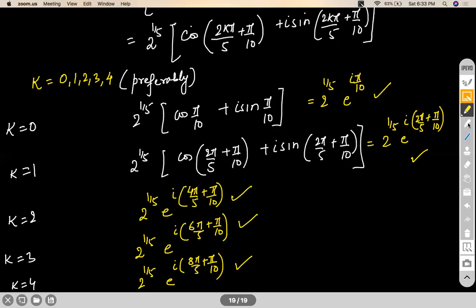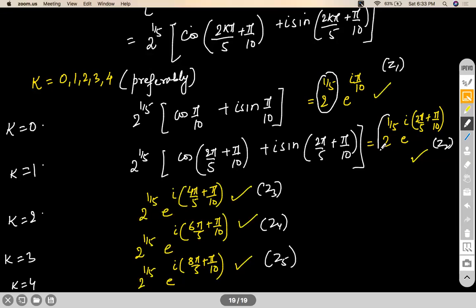Okay. So one thing that you would observe over here is that all these 5 roots, let me call them Z1, Z2, Z3, Z4 and Z5, all these 5 answers have the same modulus. That means they all are located at the same distance from the origin. Correct? Yes or no?